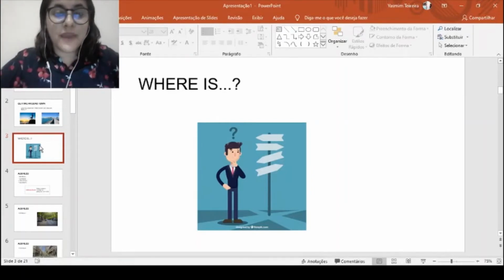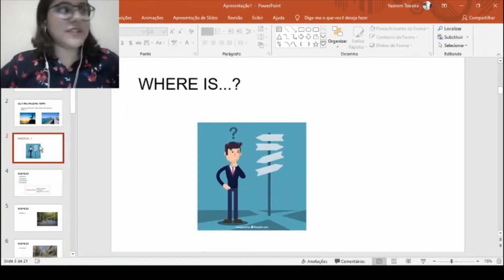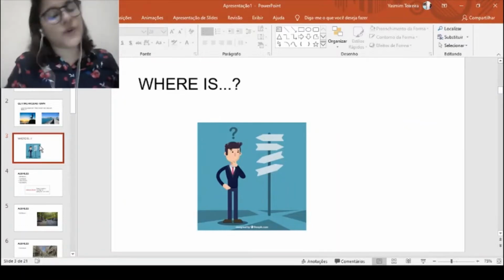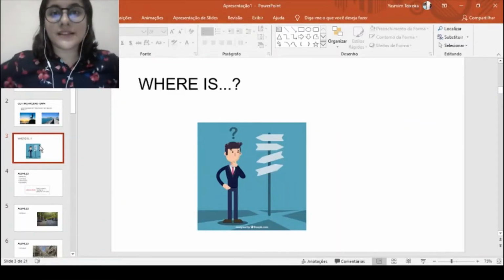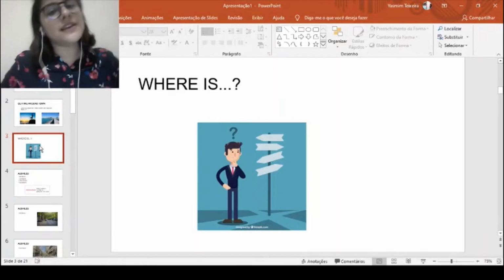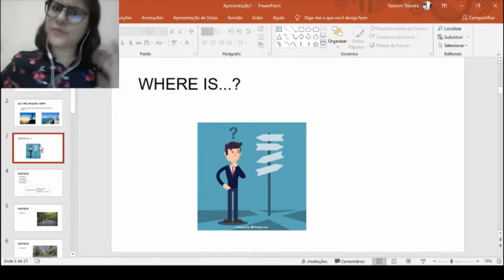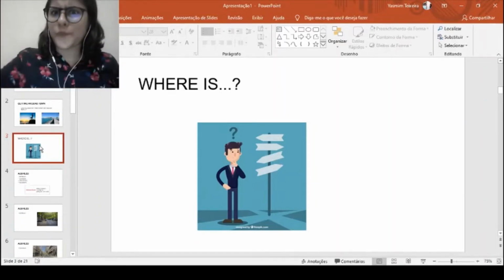Vocês têm que perguntar, se vocês não sabem o endereço, onde está a escola, a school. Então, the question is, where is? And you put the name of the place you want to go.